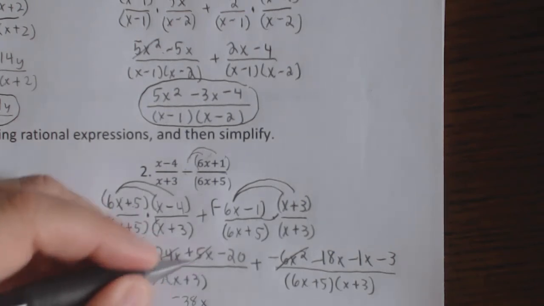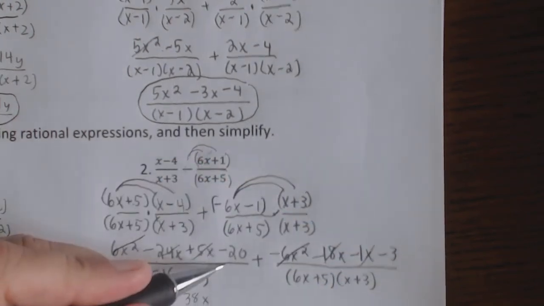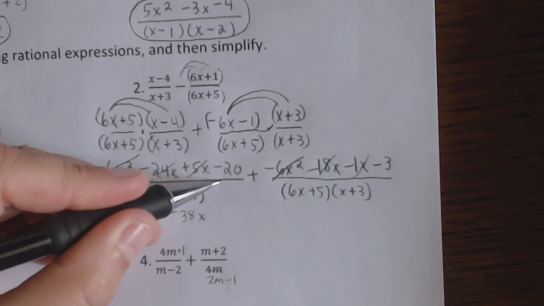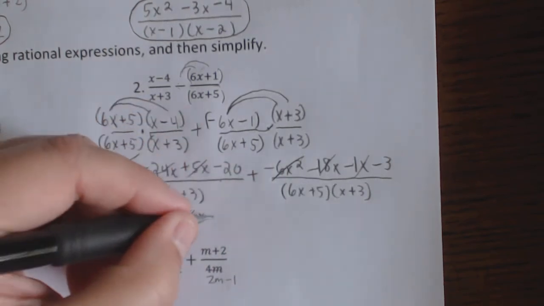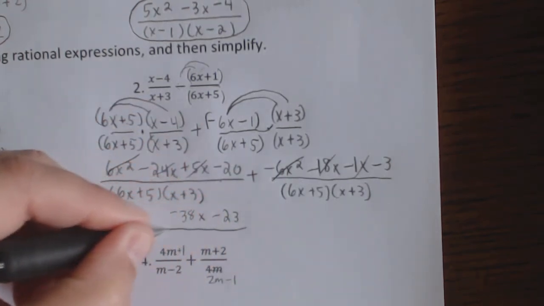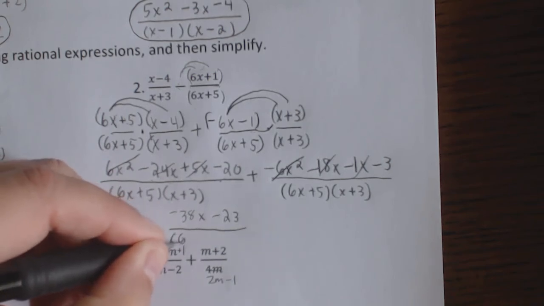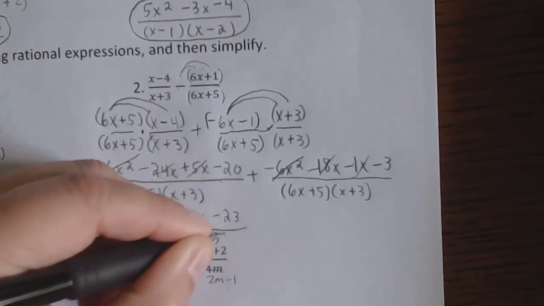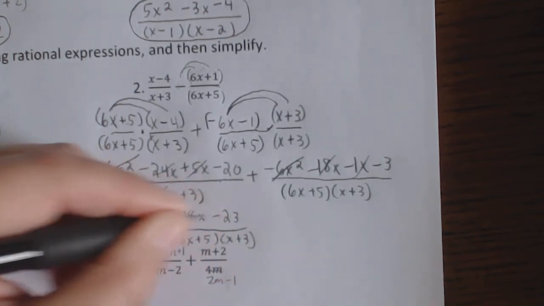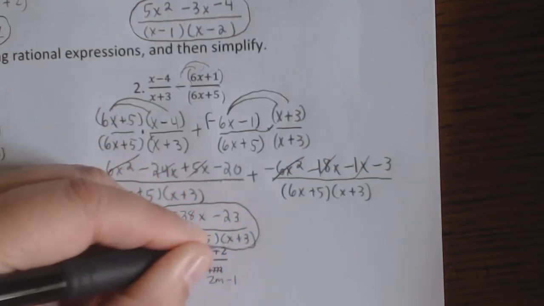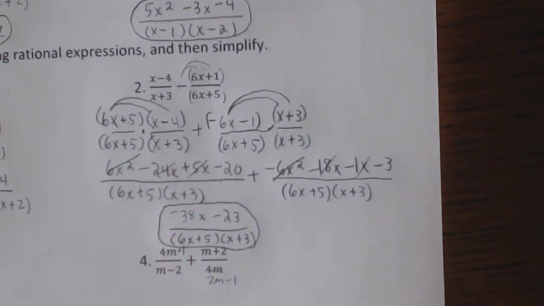Okay, can cross those out. And then I have a negative 20 and a negative 3 to add together. That's negative 23. And then the denominator would be 6x plus 5, x plus 3. Check to see if this factors. It does not. So there you go.